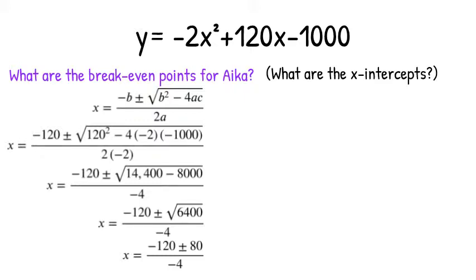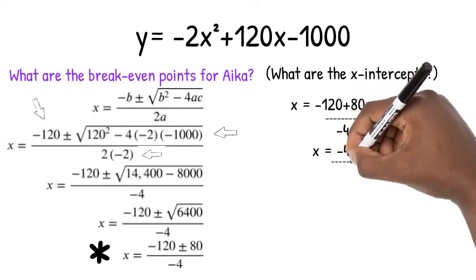Here you'll see the image of the quadratic formula where we have substituted in -2 for the a, 120 for the b, and -1,000 for the c. Then we've just followed the steps of order of operations until here, where x is equal to -120 plus or minus 80, all of which is divided by -4. That plus or minus is there because we have 2 x-intercepts. So let's solve for each of them.